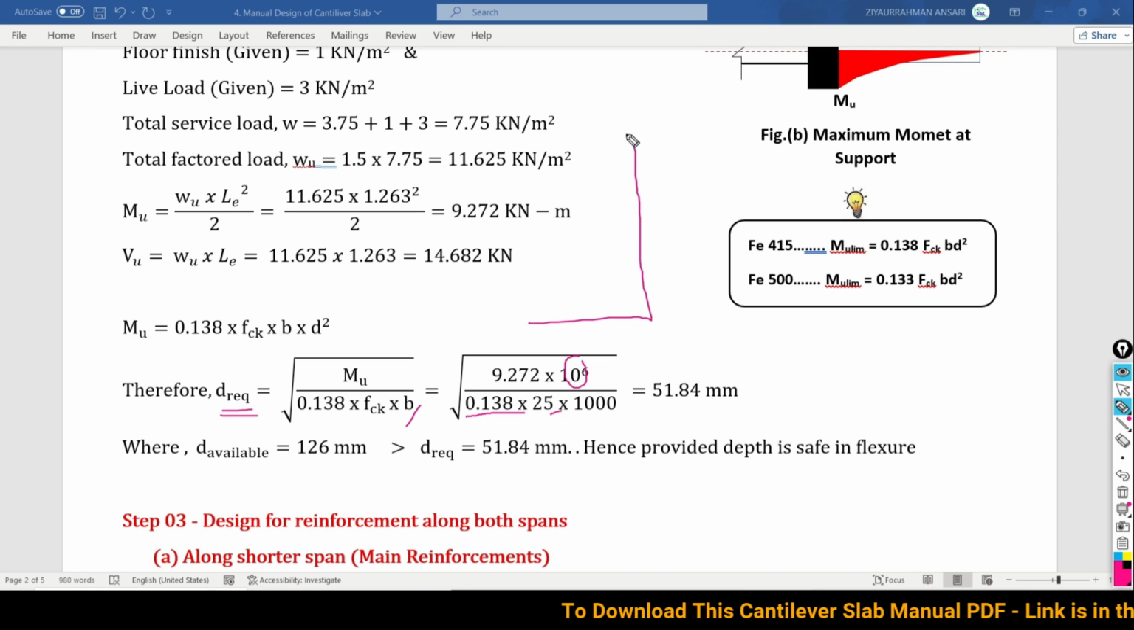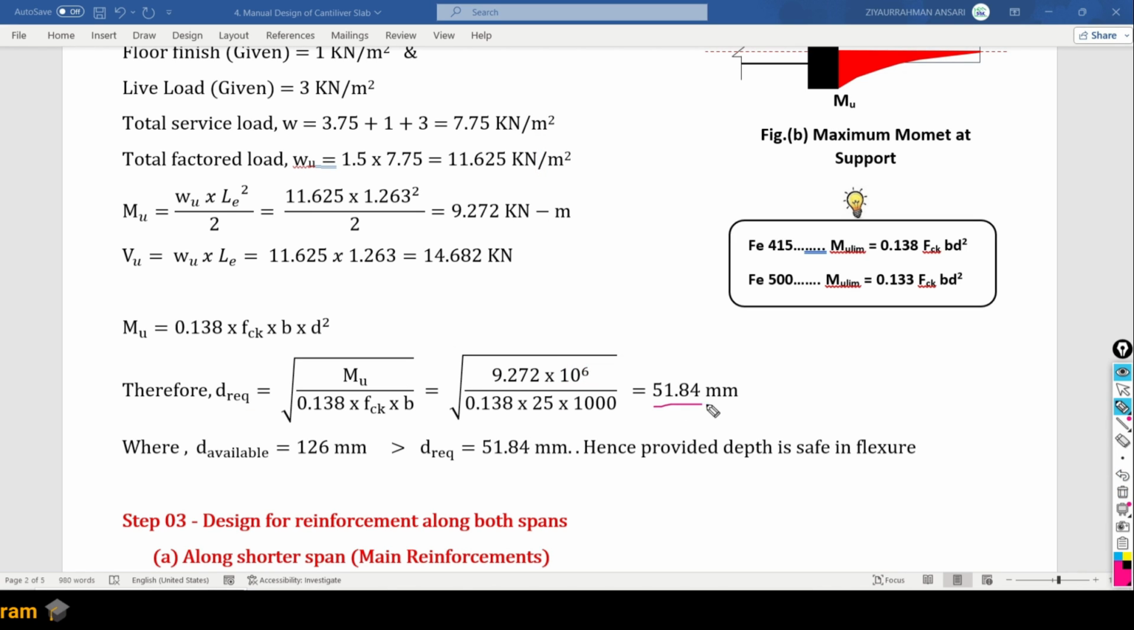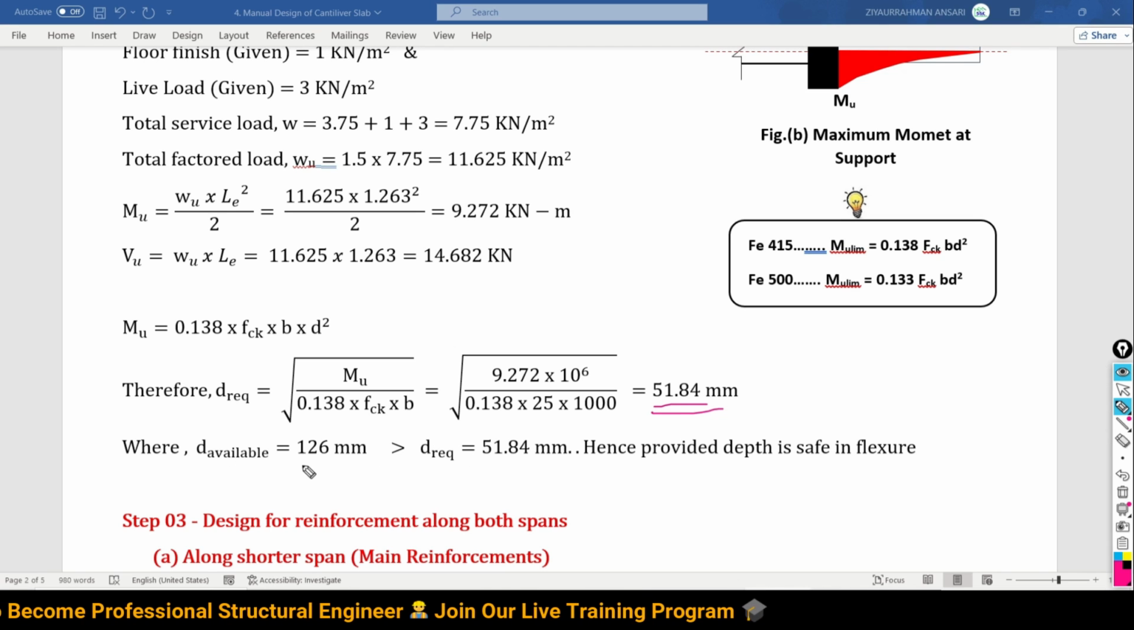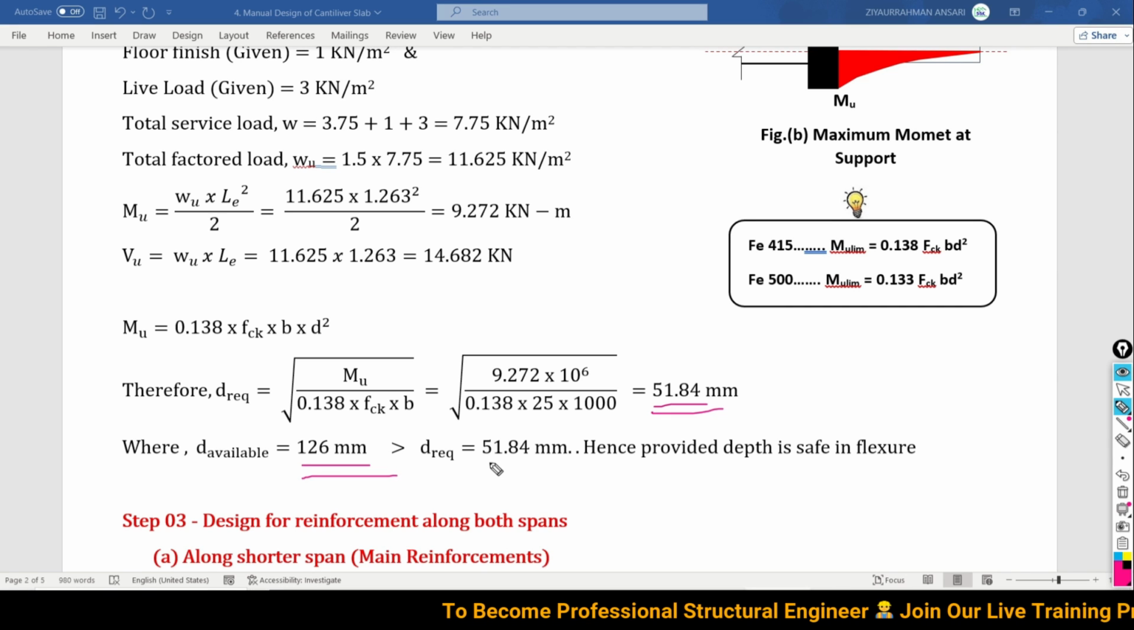suppose this is the cantilever projection, that is 1.2 meter, and this is the width. So for a 1 meter width we are going to do the calculation. So it is going to become 51.84 mm. This much depth is required. So the effective depth available we have provided is 126 mm, which is greater than the required. Hence the provided depth is safe in flexure.